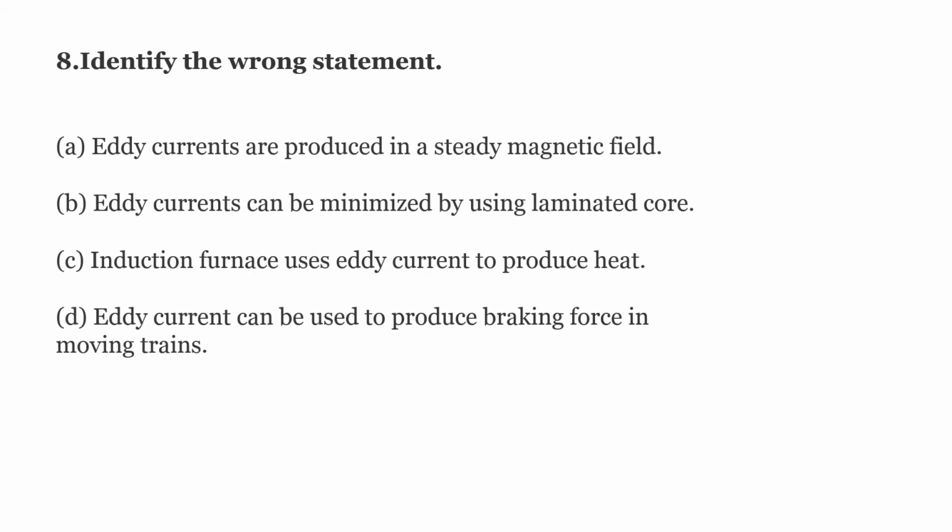Eighth question, identify the wrong statement. Options are A, eddy currents are produced in a steady magnetic field. Option B, eddy currents can be minimized by using laminated core. Option C, induction furnace uses eddy current to produce heat. Option D, eddy current can be used to produce braking force in moving trains.